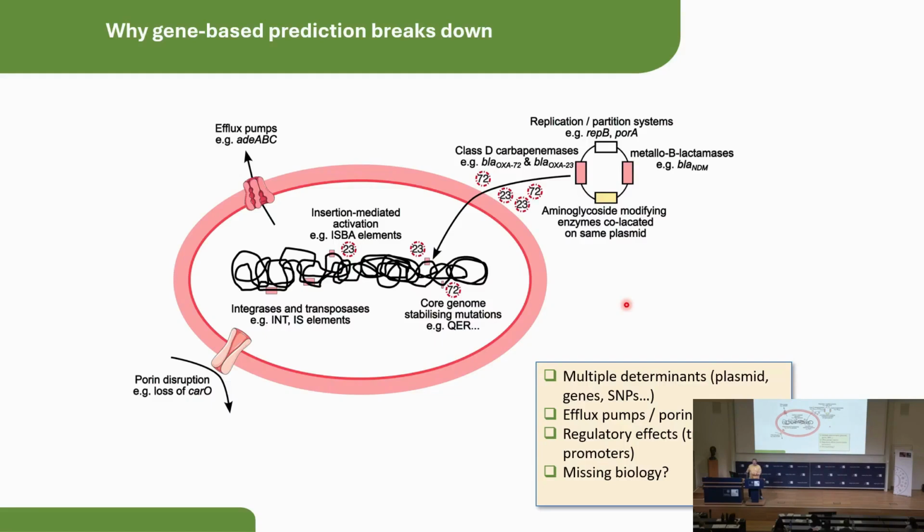So we've heard about plasmids today, so you can acquire a gene on a plasmid that goes into the chromosome. There might be SNPs in efflux pumps or porins that alter the permeability across the membranes. And there might be other changes within the genome that alter transcription or even things that we don't yet know about. So this makes prediction of AMR resistance, and in particular the MIC values, very difficult for genome data in Acinetobacter for carbapenem resistance.